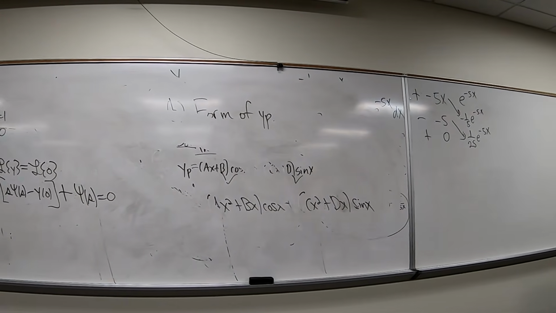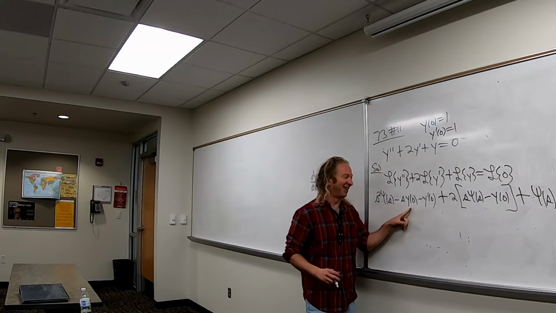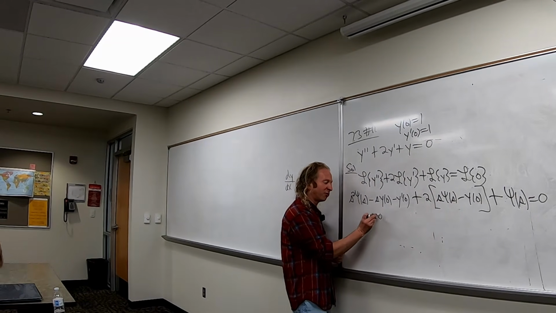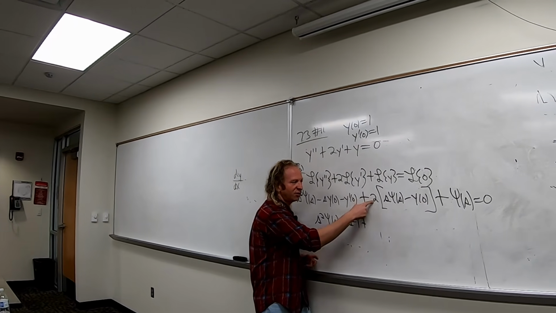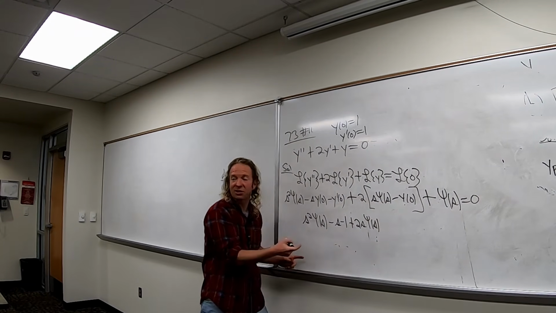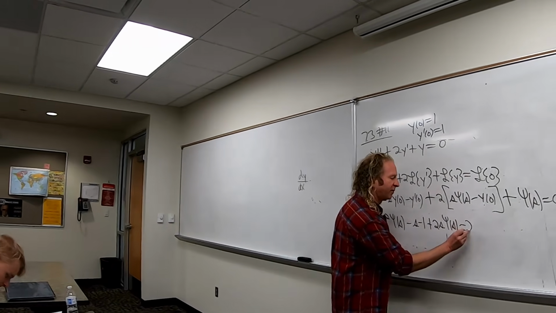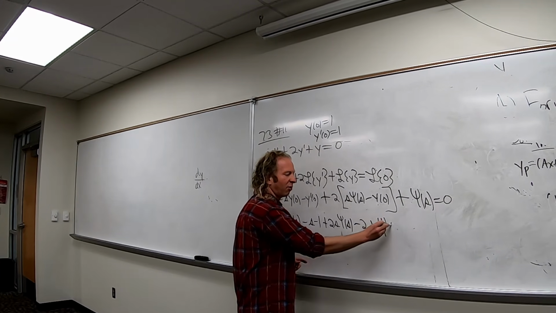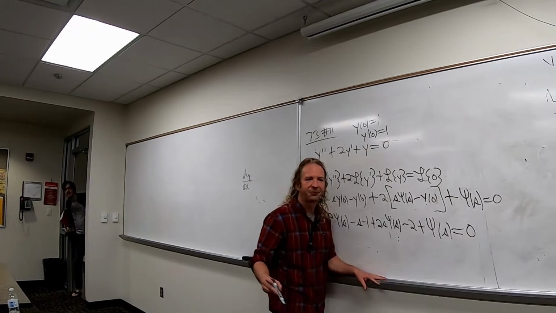So Laplace of 0 is 0. Very good, Veronica. Now we use our initial conditions. They're both 1s, how nice. So this is going to be S squared pitchfork Y of S minus S minus 1, plus 2S pitchfork Y of S minus 2, because that's a 1, so it's a minus 2. So minus S minus 1 minus 2, plus pitchfork Y of S, and that's equal to 0.